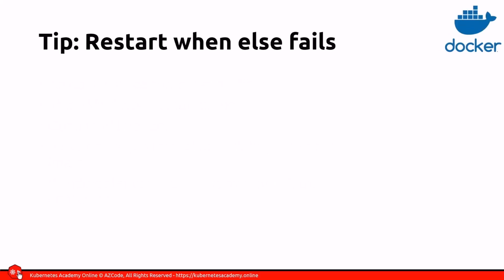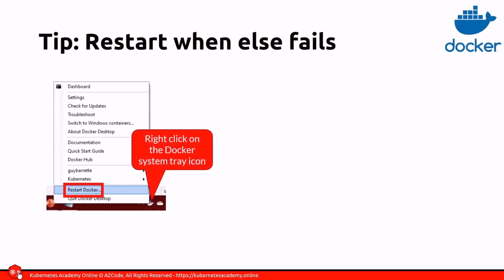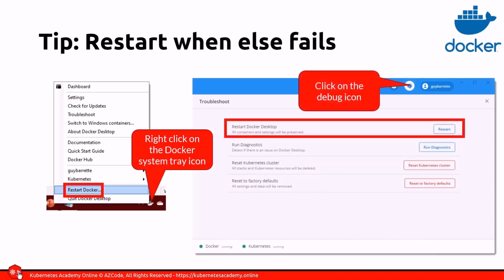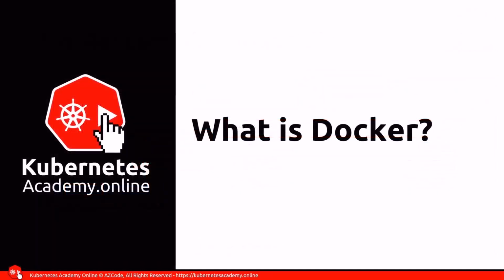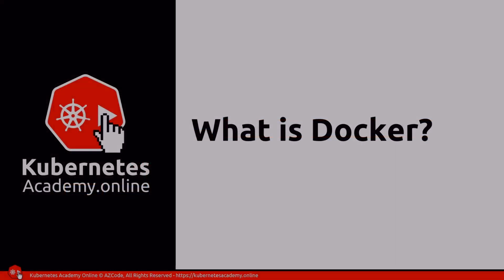A quick tip. If for some reason Docker doesn't seem to work on your machine, try restarting it by using the Restart menu from the system icon on Windows, or by clicking on the debug icon in Docker Desktop on Mac and Windows, and clicking on Restart. Docker Desktop is very stable, but I had some issues when my laptop was coming back from hibernation, but that was a long time ago, and I haven't had issues for a while. And this concludes this lecture on Docker.